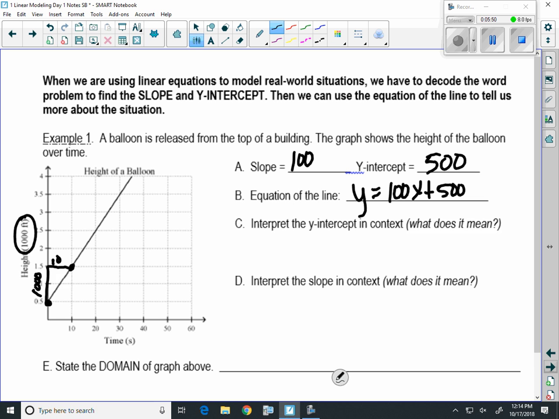All right, so what does the y-intercept of 500 mean when it comes to this problem? The balloon starts right at time 0. So this is the initial height of the balloon, or the starting height of the balloon.